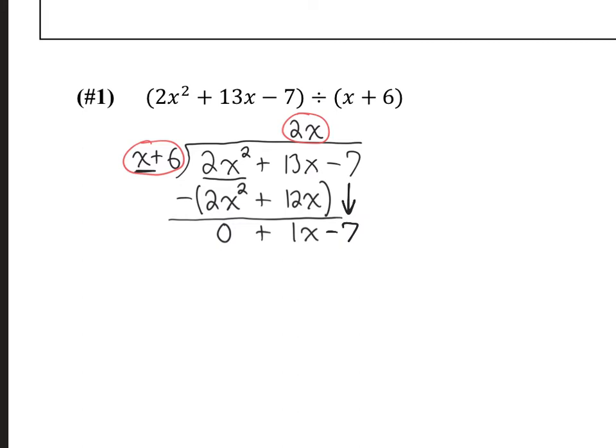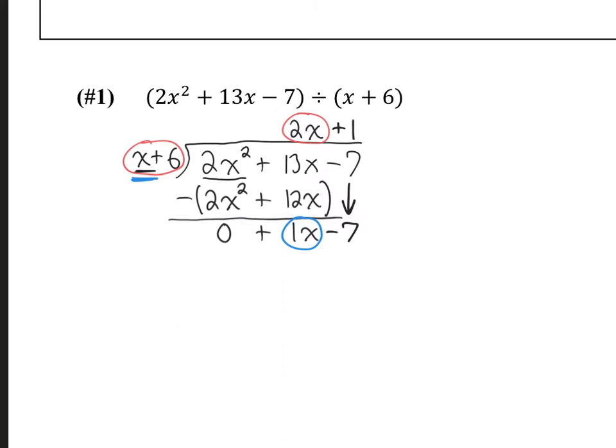Okay. Now, what we need to do is divide the first term here. We're going to divide 1x by x, so we do the same thing we did before, but now we're starting over basically. Just like before, 1x divided by x is going to be just 1. So we're going to put a plus 1 right here.